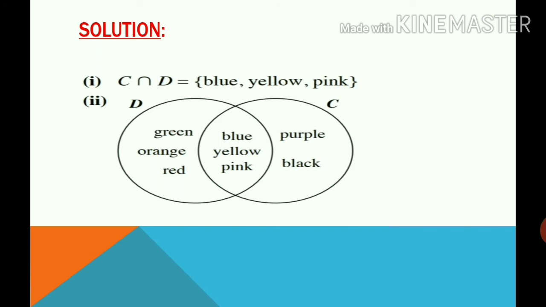And now the elements which are left in D, you write down in the first circle. They are green, orange and red. And the elements which are left in C, you write down in the second circle, which are purple and black. You have already written blue, yellow and pink in this common area, so you will not write these three elements in sets D and C. I hope that this is clear to you.